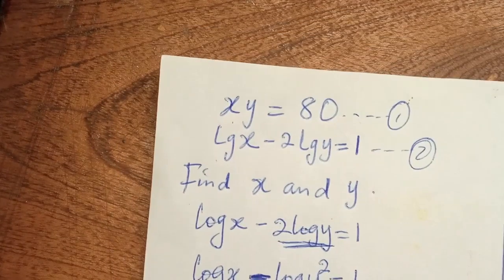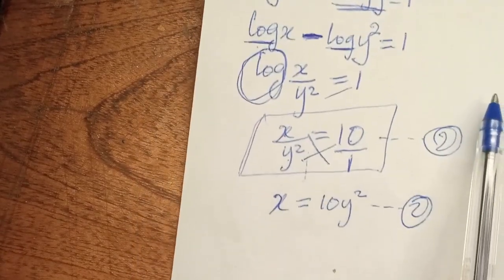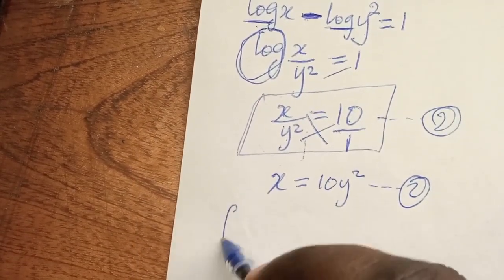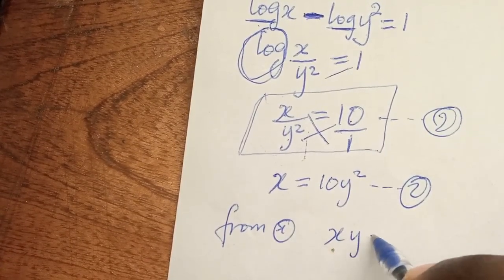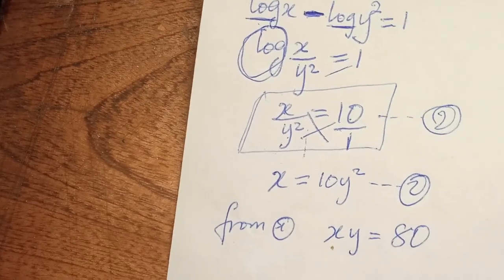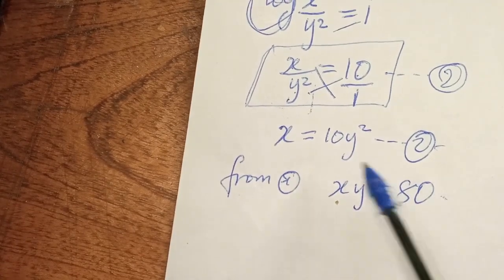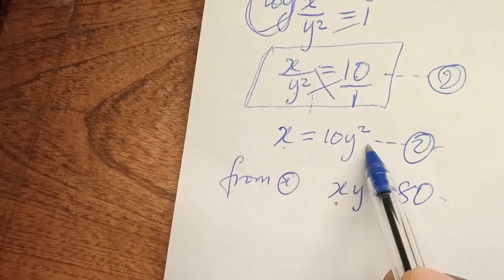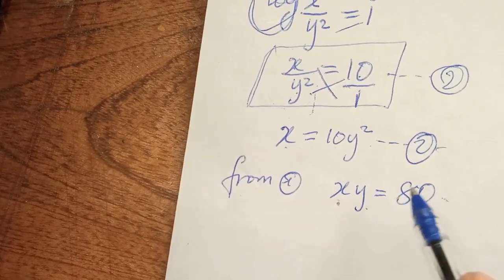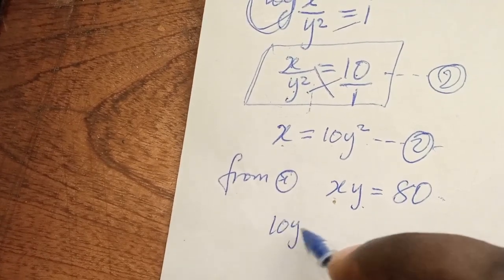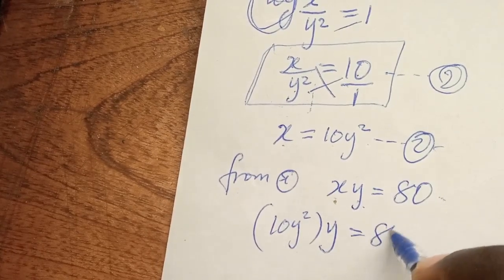So we are going to use this expression 1. Let's rewrite this below: xy equal to 80 from 1. So from equation 1, we state that xy is equal to 80. Now we want to use these two and insert in 1. Therefore, anywhere we see x, we replace it by 10y square in this expression, which means that 10y square is x, times y. So we have 10y square times y, as you can see here, is equal to 80.